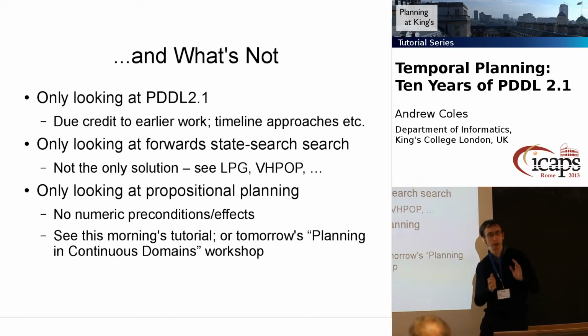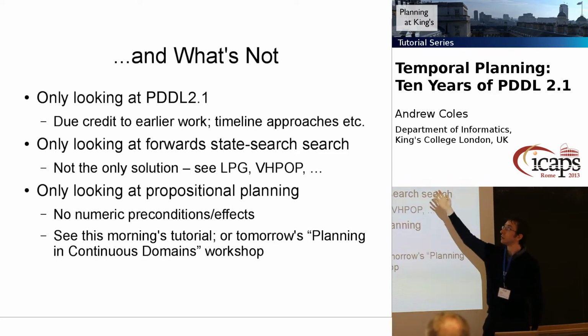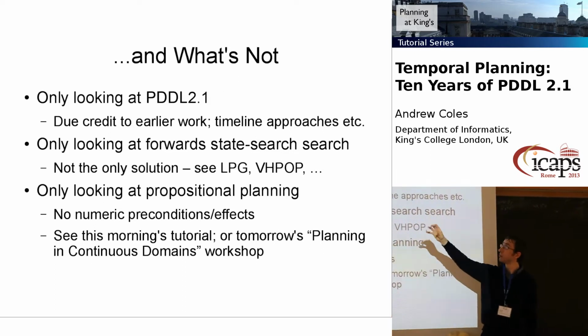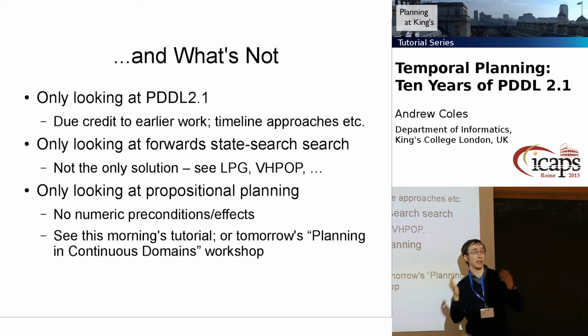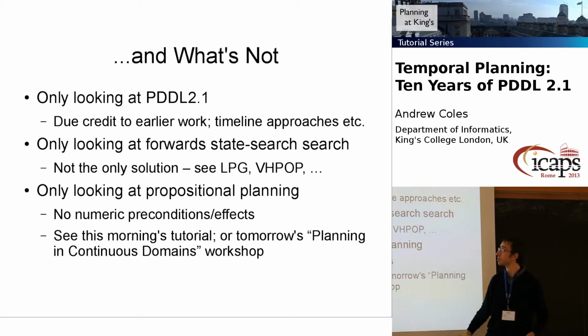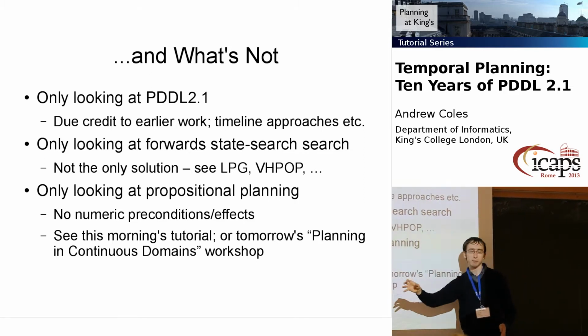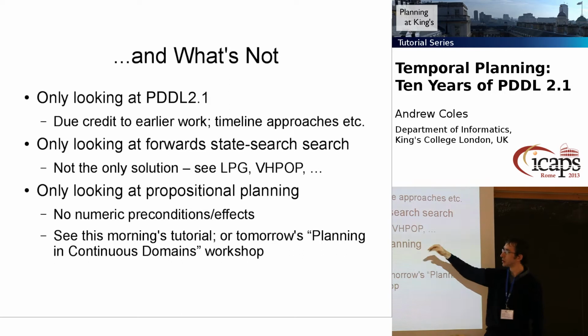I've got 45 minutes, maybe an hour, so I'm only going to look at PDDL 2.1. I'm not going to be talking about timeline approaches. I'm not going to be talking about the raft of temporal planning work that predates 2003. There's lots of good literature out there. I'm just focusing on this one part of the elephant today. I'm only going to be looking at forward state space search, so I'm not going to be talking about some of the most competitive temporal planning approaches out there. I'm only going to look at propositional planning.